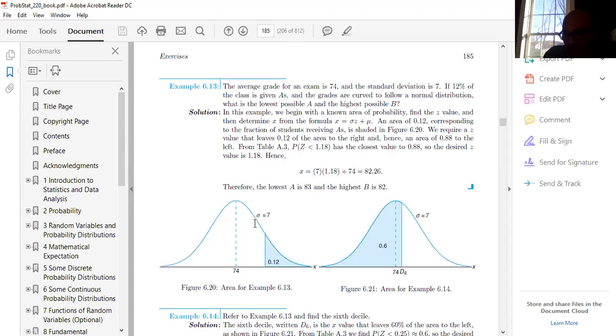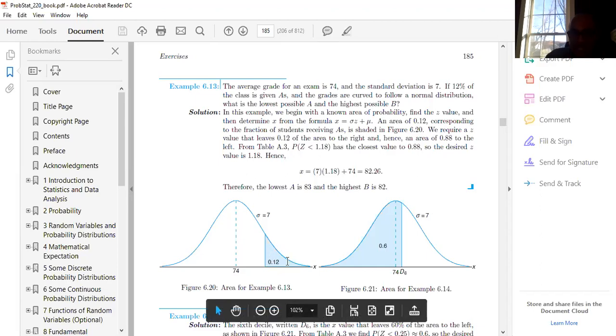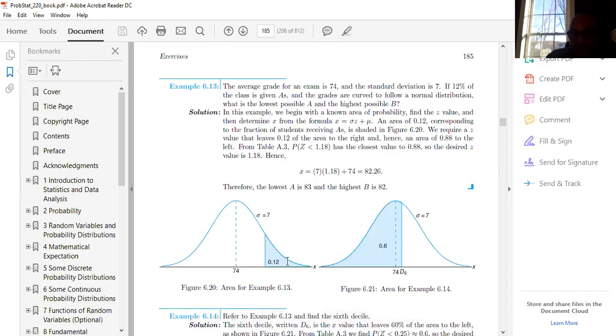That means it's a reverse case of the normal distribution. So Z is equal to (X minus nu) over sigma, but here X is equal to nu plus sigma Z. We have to use that one. You can see that this area of 12%, 0.12, is given, which means my Z value can be found from it.